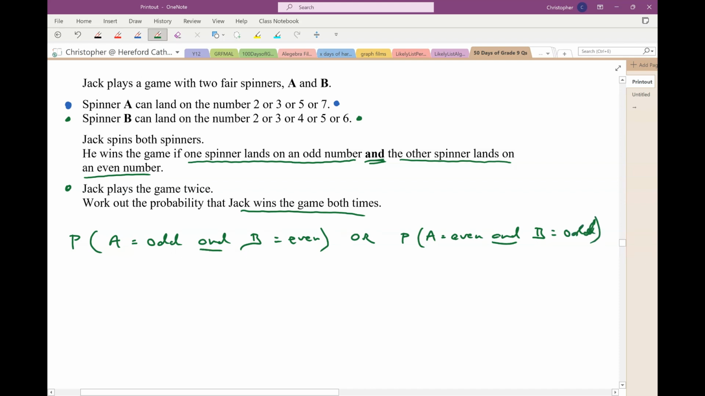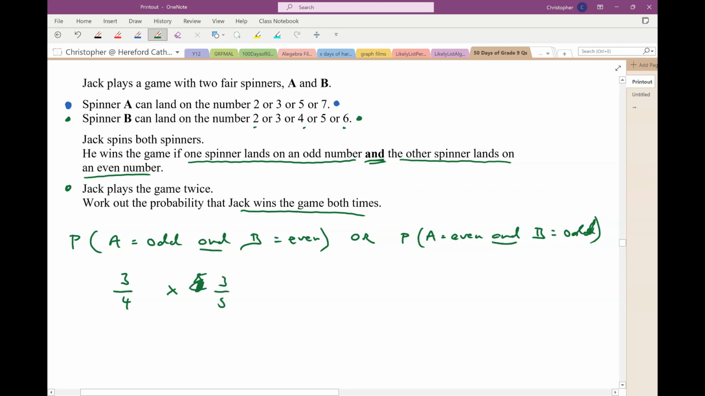Okay, so let's look at the first one here. The probability of A being odd. Well, the probability of A being odd is 3 out of 4. So 3 out of 4 times the, and, B being even. Well, the probability of B being even is 1, 2, 3 out of 5, isn't it?